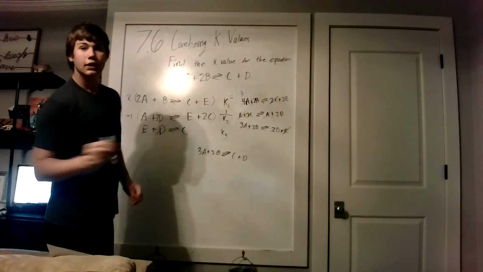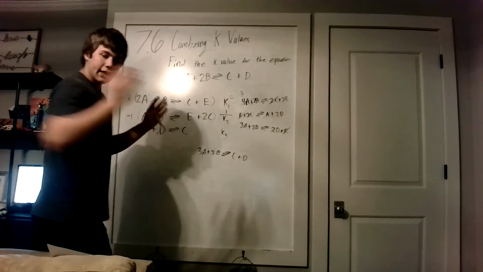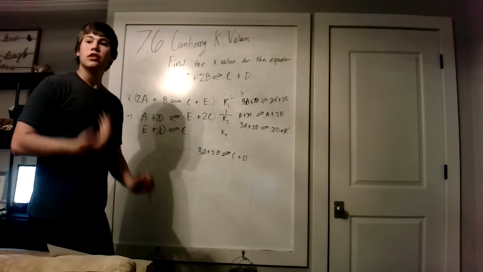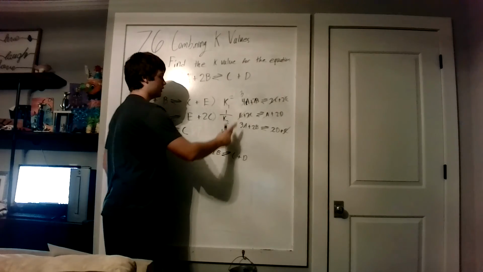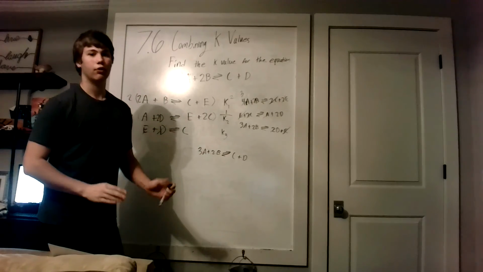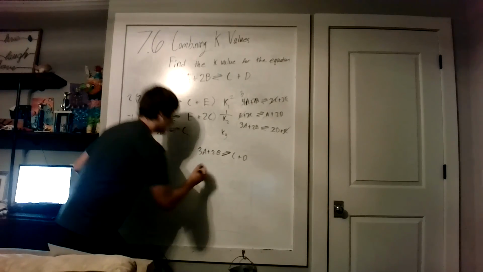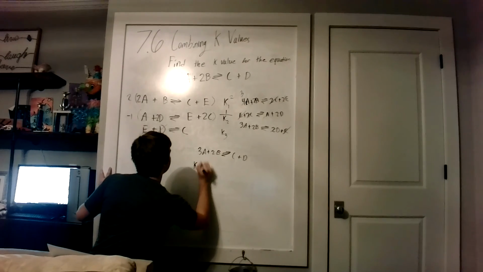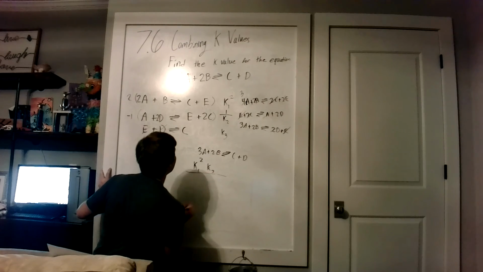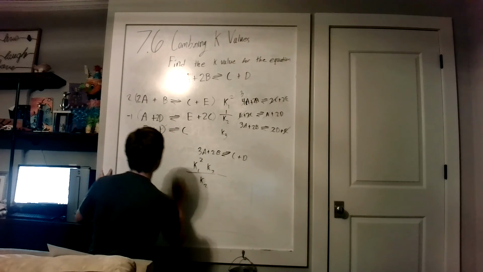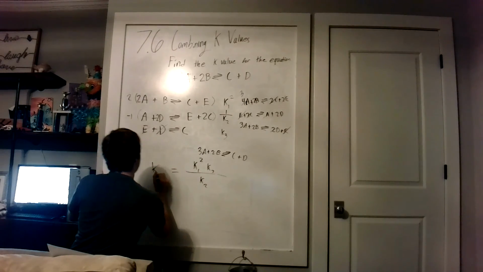So now, instead of adding them all together like you would with enthalpies in Hess's law, what we're going to do is actually multiply all these k values to get our overall reaction. And when you do that, you will get k1 squared times k3 all over k2 as our k overall.